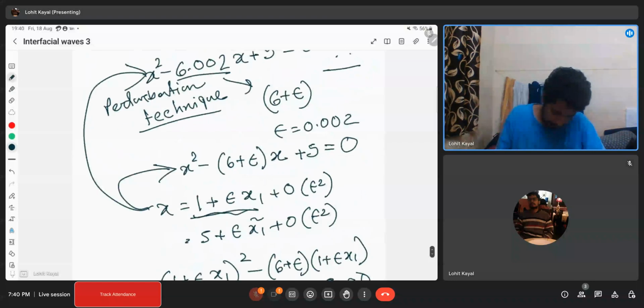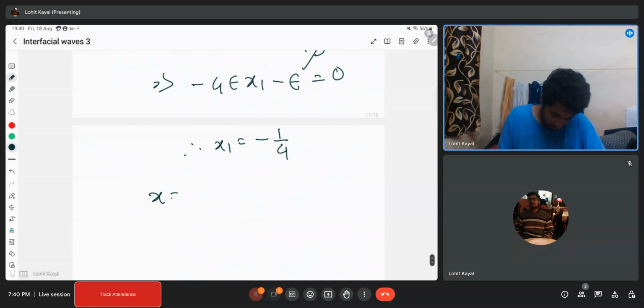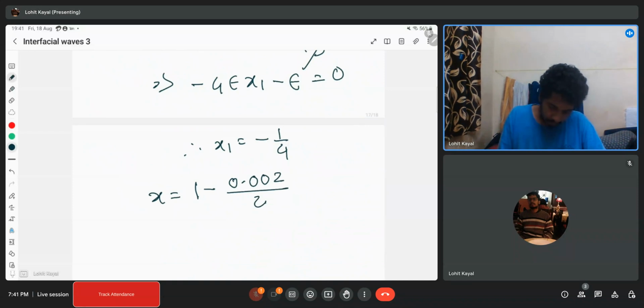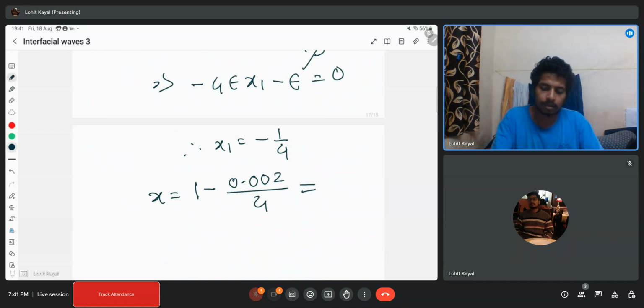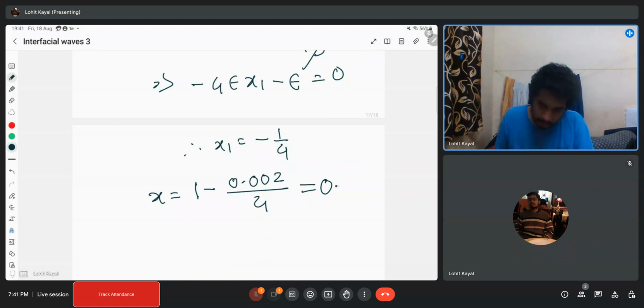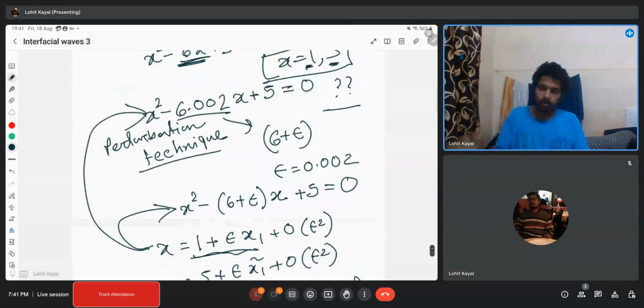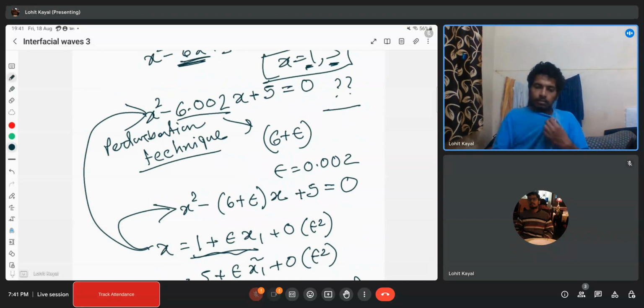So what is your one solution then? x equal to 1 minus 0.002 divided by 4. Let me calculate this in the calculator. 1 minus 0.002 by 4, the answer is 0.9995. So this is your one solution. Later, since this is a quadratic equation, we can always verify whether the solutions are close to the correct solution or not.